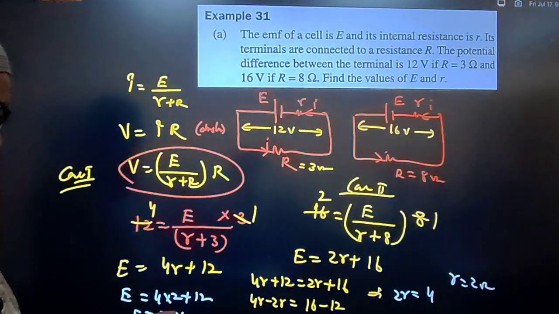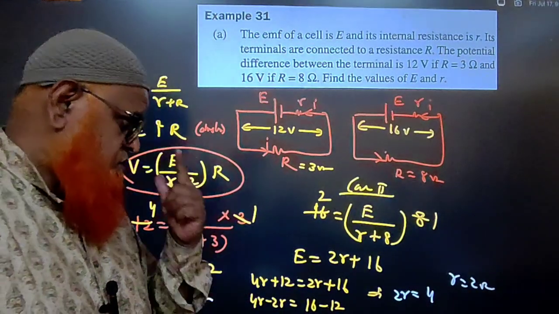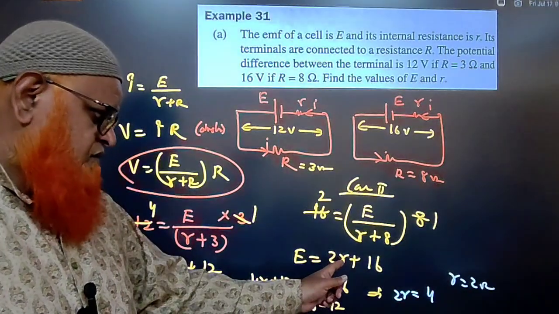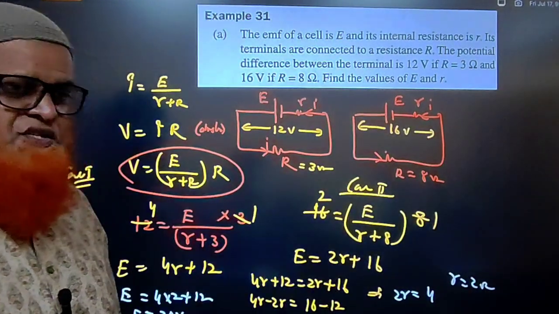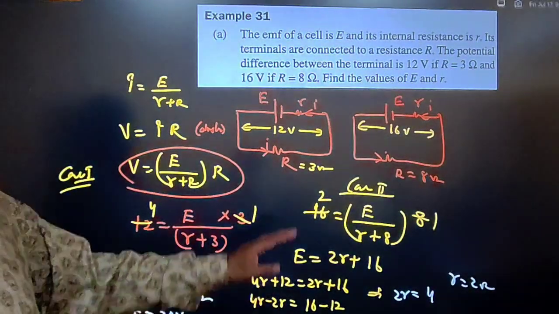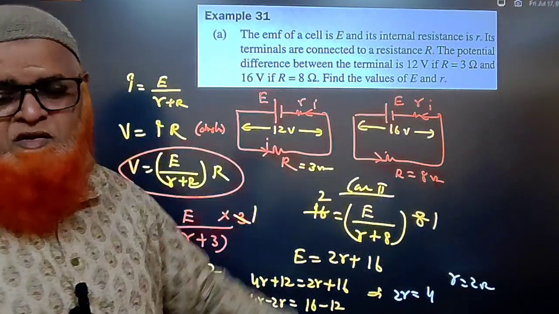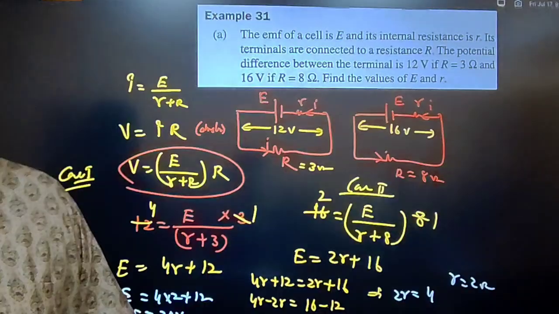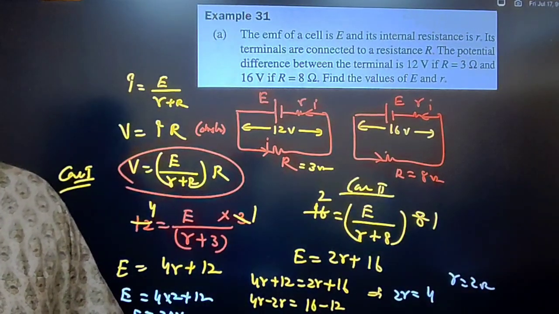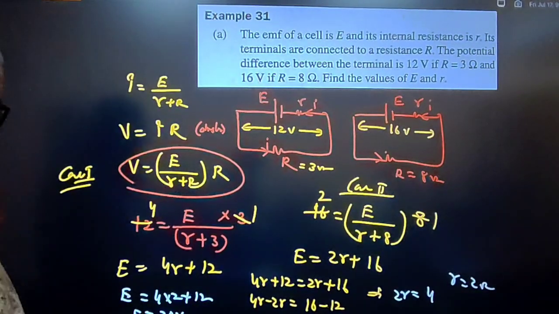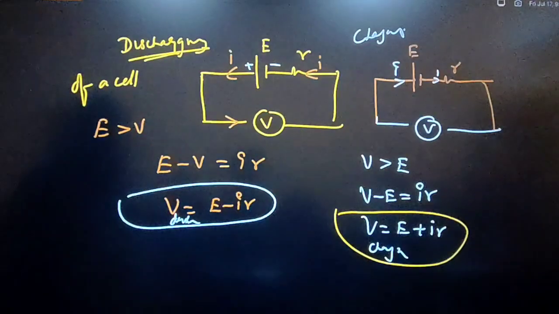Here also if you substitute, you should get the same 20 volts only. So what is it? 2 into 2 is 4, 4 plus 16 is 20. Both sides you are getting the same 20. So what did we get now? We get E, and we get small r also. Hope you are clear now. Understood? Yes. So this is the concept. Now let us solve the next problem.